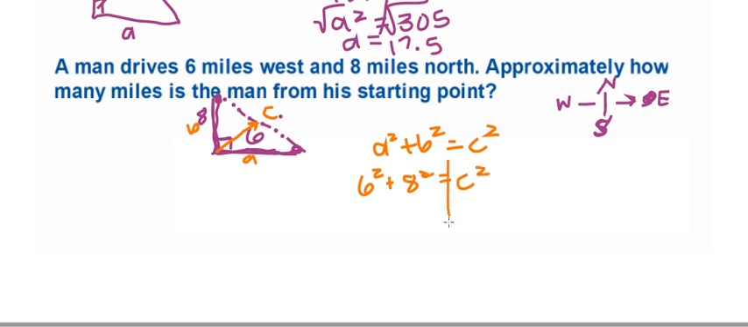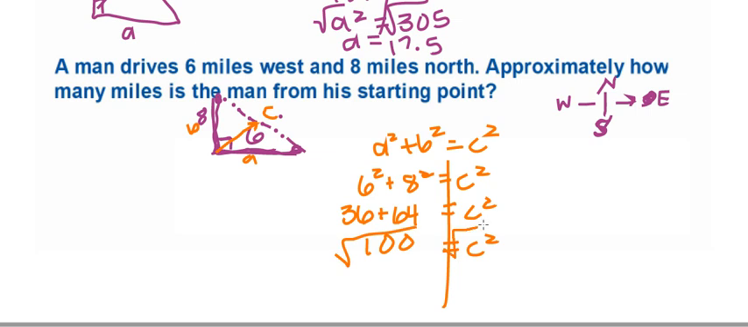is equal to C squared. So here that's 36 plus 64 is equal to C squared. Well, 36 plus 64 is 100. So we've got 100 is equal to C squared. Well, let's take the square root of each side there, and we get that C is equal to 10. So at this point, you've got a C value there of 10. The man is 10 miles from his starting point if he were able to travel straight along the hypotenuse back.